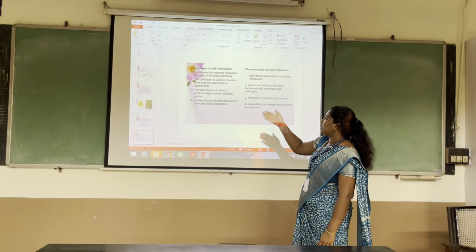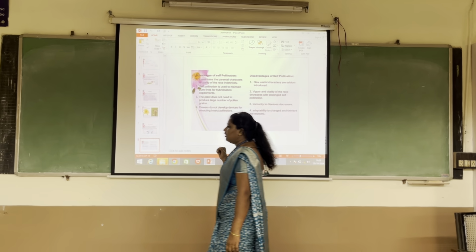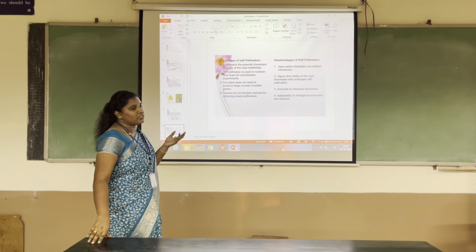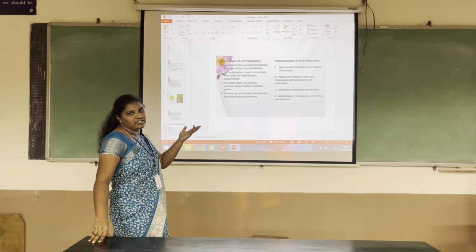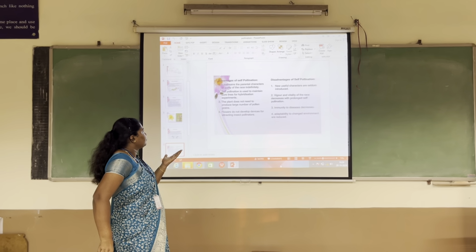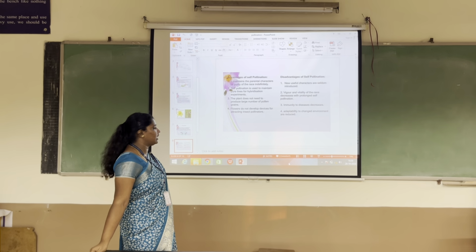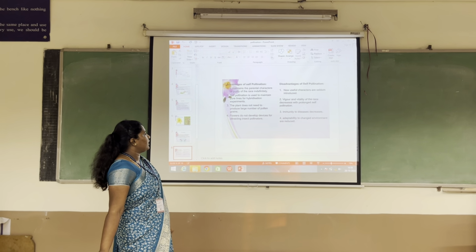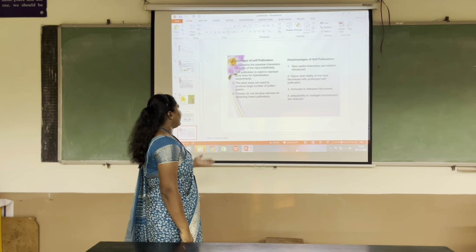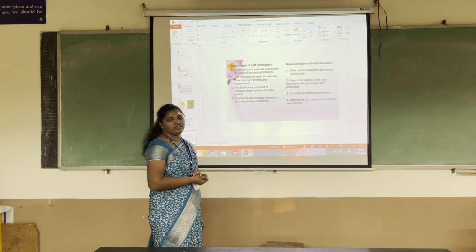Now let us learn the advantages and disadvantages of self-pollination. Self-pollination is advantageous in maintaining parental characters, like the purity of the race indefinitely, and it is used to maintain lines for hybridization experiments. The third advantage is that the plant does not need to produce a large number of pollen grains, and the flowers do not develop devices for attracting insect pollinators.